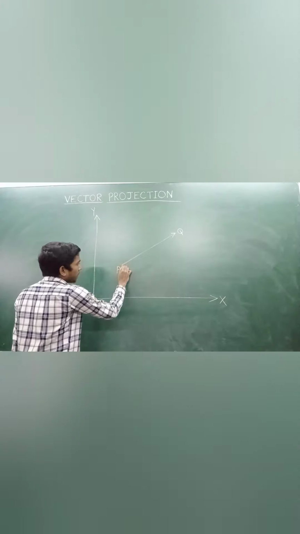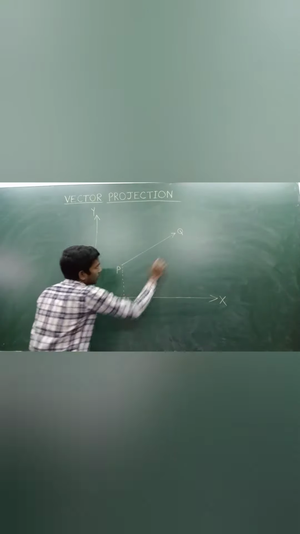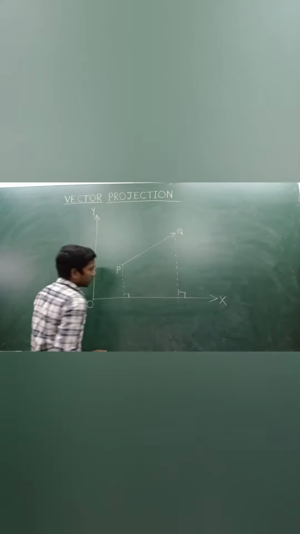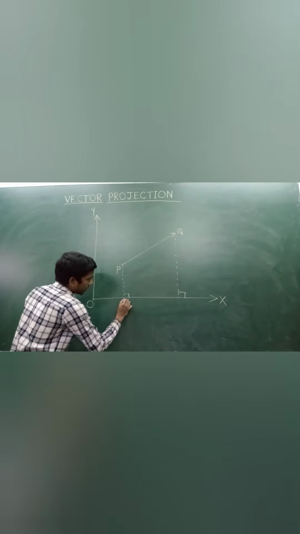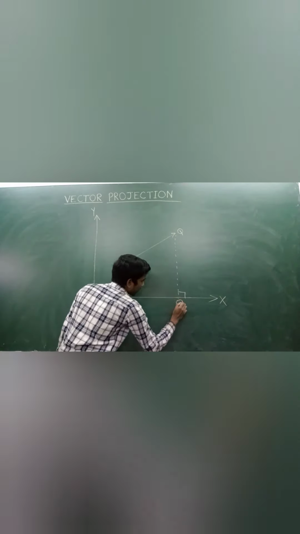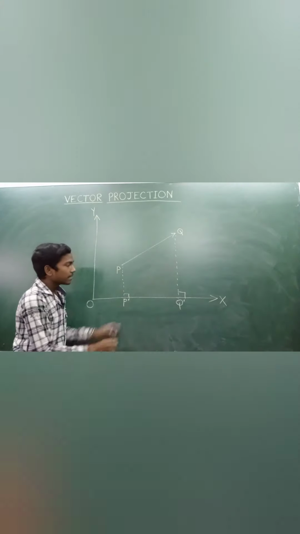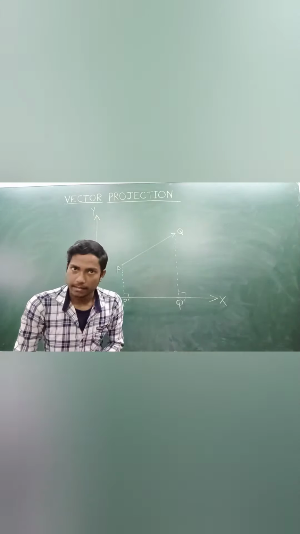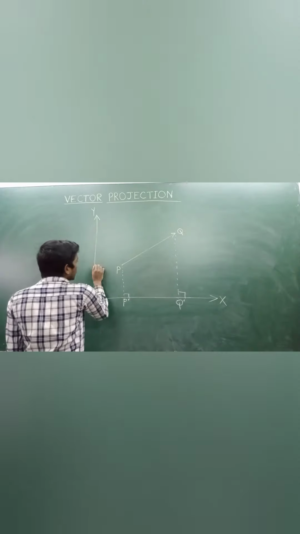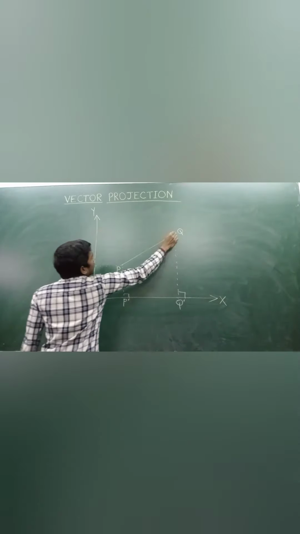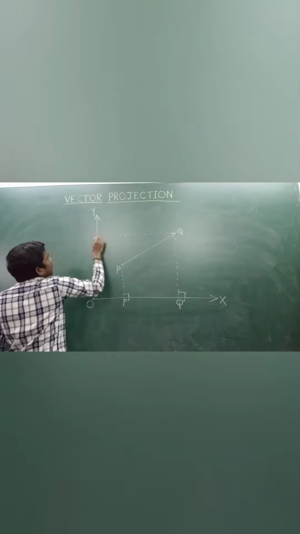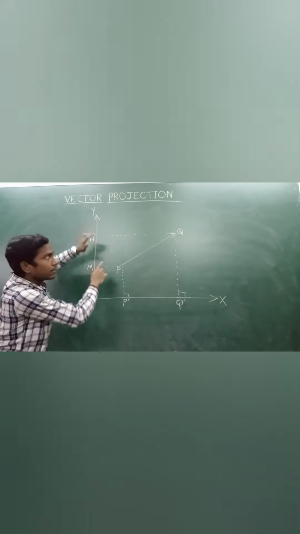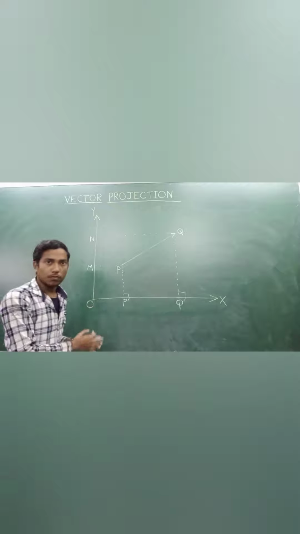Now we draw perpendiculars from P and Q to the x-axis. These are perpendiculars and we denote the feet by P dash and Q dash respectively. Then this length P dash Q dash is said to be the projection of vector PQ along the x-axis. Similarly, if we draw perpendiculars from P and Q on the y-axis, say this is MN, then this length MN is said to be the projection of vector PQ along the y-axis.